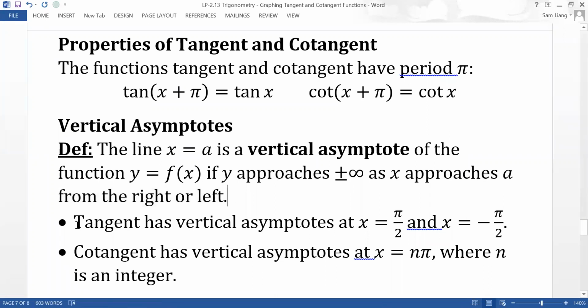And for tangent, so tangent has vertical asymptotes at x equals pi over 2 and negative pi over 2. The way I'll remember that is just remember the identities. Tangent is sine over cosine, and wherever cosine is 0, that's where there will be a vertical asymptote, because that's where it's undefined. Cotangent is cosine over sine, so wherever sine is 0, namely at multiples of pi, then cotangent will have a vertical asymptote.